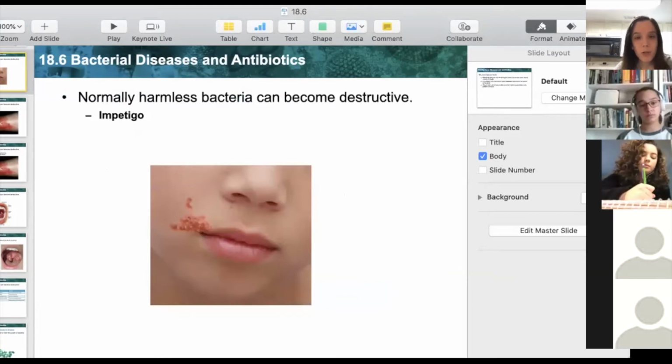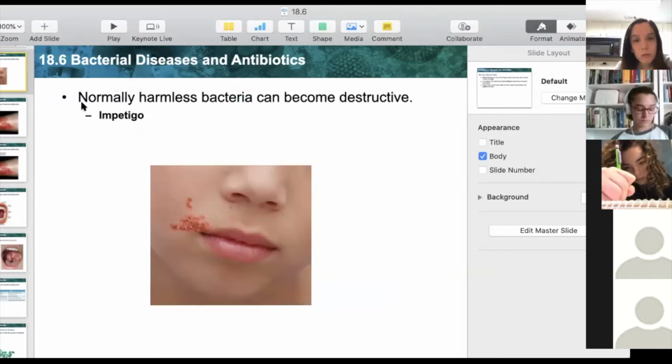As I mentioned, most people have Staphylococcus in their nose and it's not hurting them. But bacteria can travel to another place of the body and become destructive. One example of that would be impetigo. Impetigo is what we see in this picture right here. You get the sore on your face or other parts of the body, but basically, it looks like a yellow gold scab that forms. And this can be from staph bacteria or strep bacteria that has transferred to an open wound.